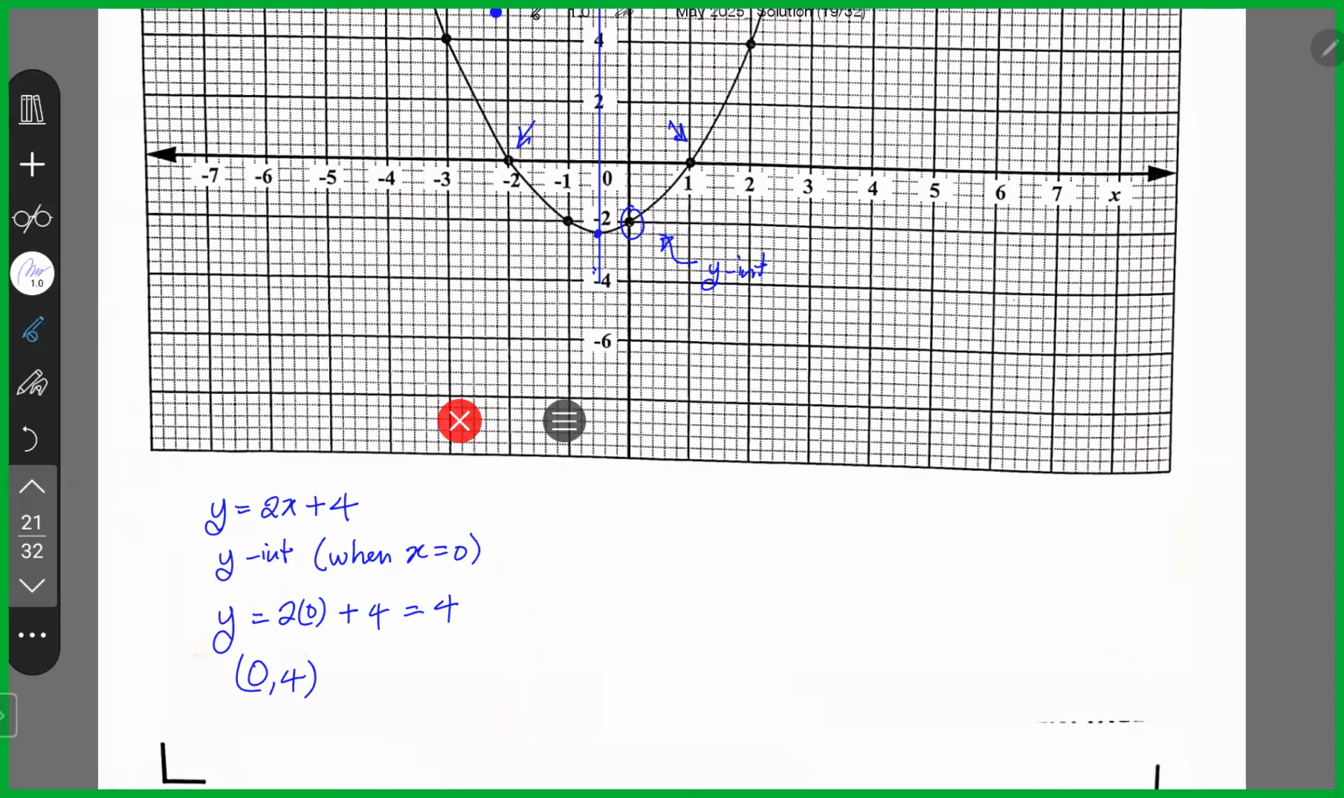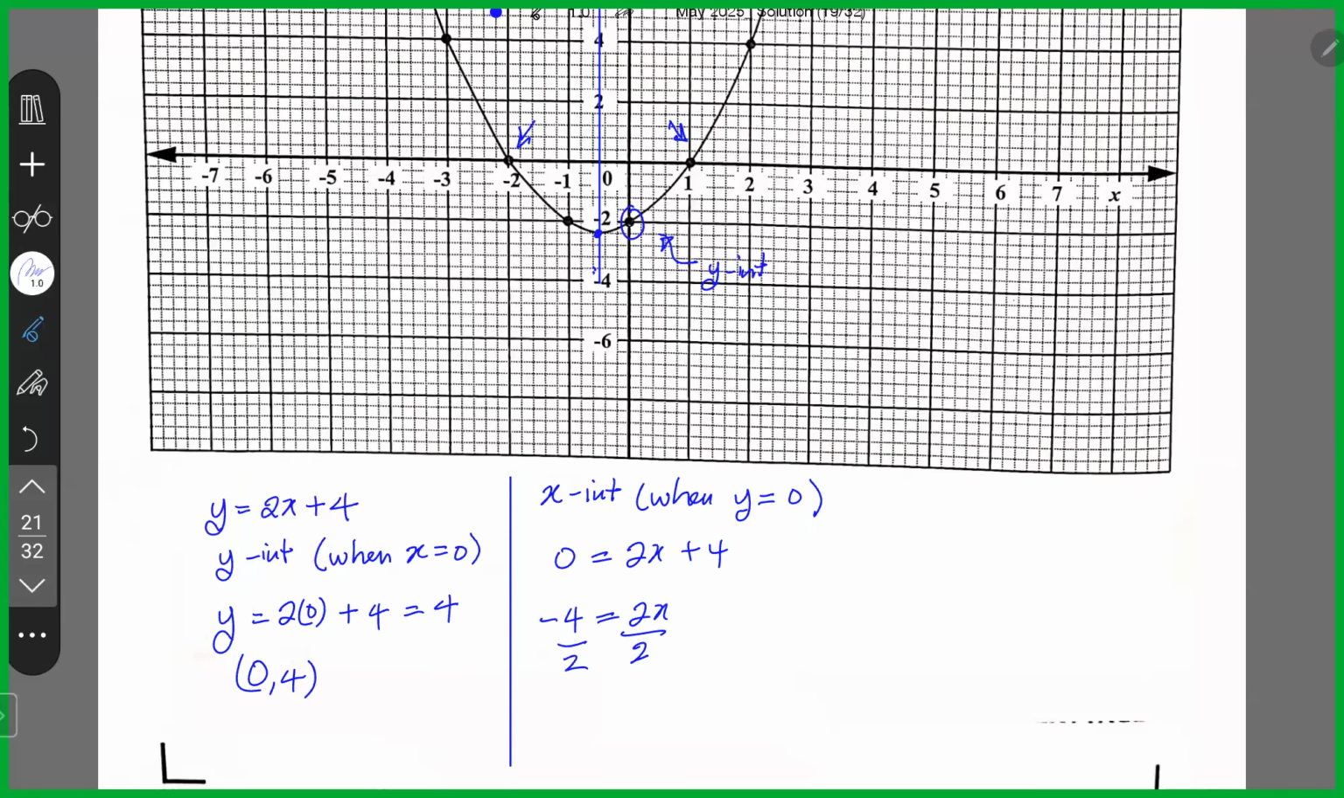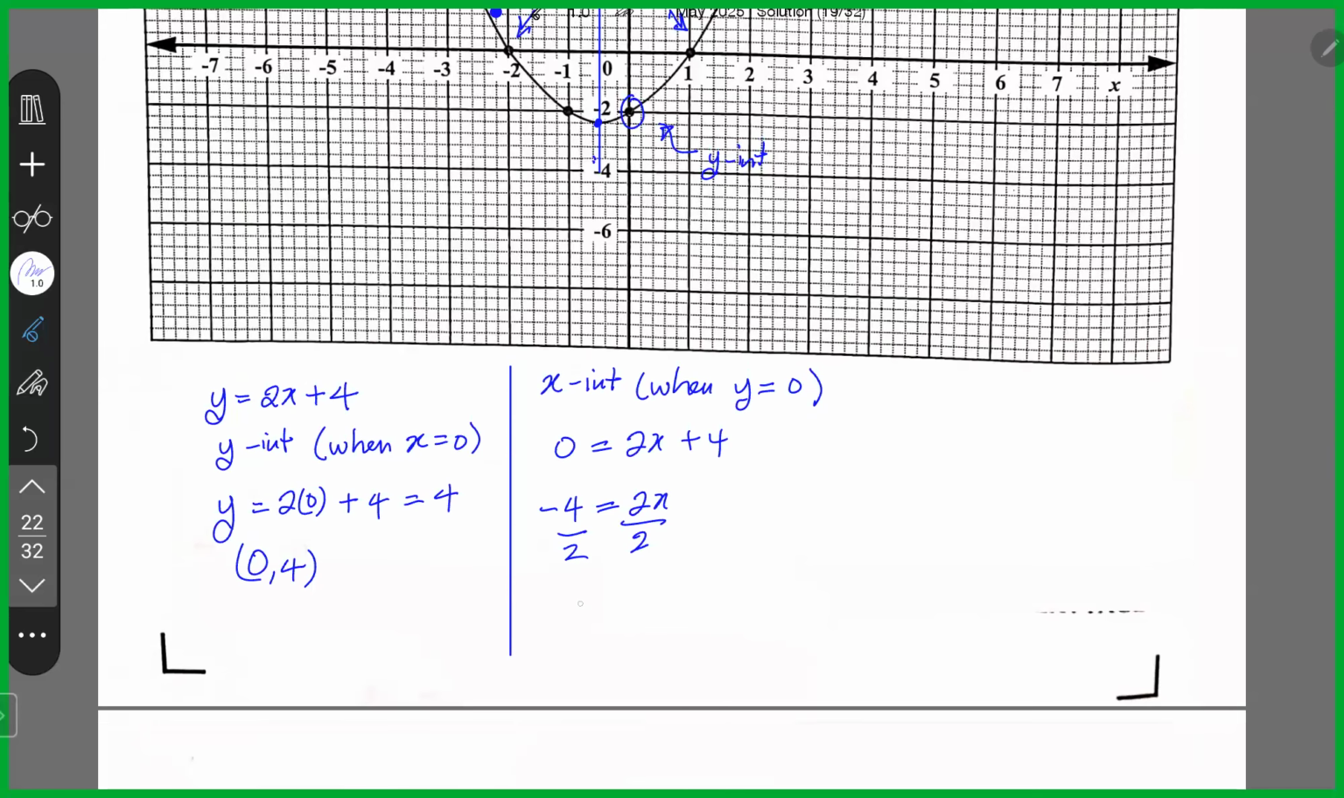Remember, I need 2 points for a straight line graph. I can then go after the x-intercept. And this is when y is equal to 0. Of course, this is not the only way that this could have been done. So I'm going to have 0 is equal to 2x plus 4. Minus 4 would be equal to 2x. Divide both sides by 2. And we get x is minus 2.